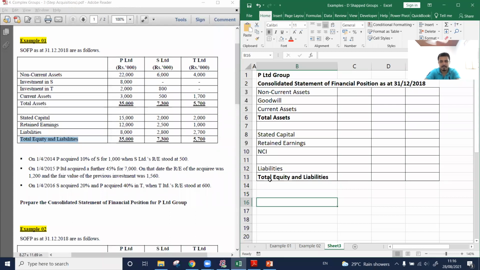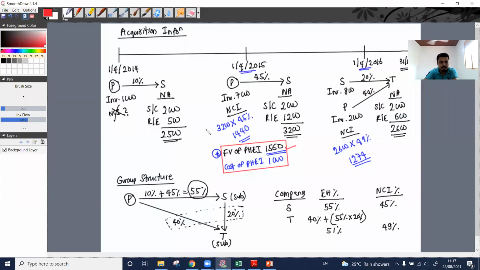And then we need to rule for the working, working number 1, consolidation. How many columns we need to have? At the end, what has happened throughout this time period? At the end, how many subsidiaries are we having? We are having 2 subsidiaries.